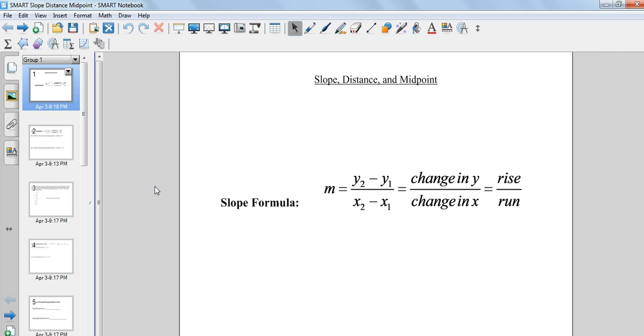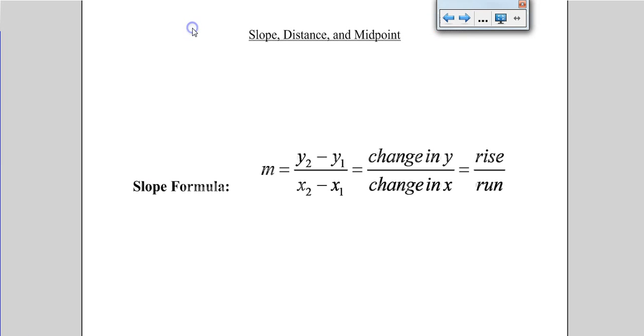Okay, our next lesson is on slope, distance, and midpoint, as it is seen in the ACT. Now, the first concept I want to talk to you about is slope, and it is very important that you have your formulas memorized for this test. So you either need to know that slope is y2 minus y1 over x2 minus x1, or it's the change in y over the change in x, or it's rise over run. If you know all three of those, it'll really make your life easy.